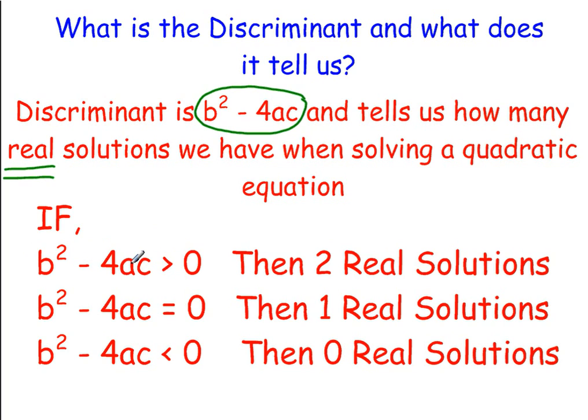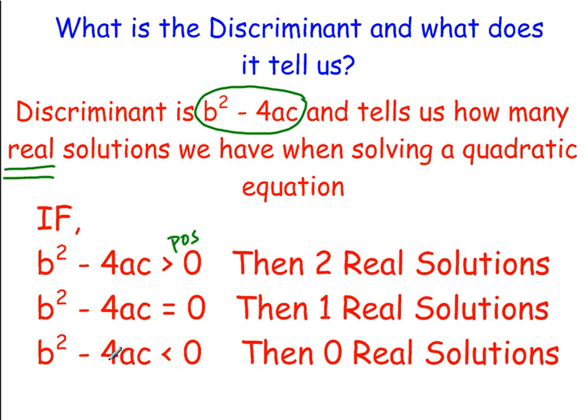So if that b squared minus 4ac is greater than 0, which means it's positive, then we get two real solutions. If the b squared minus 4ac is equal to 0, then we get one real solution. And the reason is because if I take the square root of 0, I get 0. There is no plus or minus 0, it's one answer. If I have a positive number and I take the square root of it, I get plus or minus that number, so it's going to give me two different numbers.